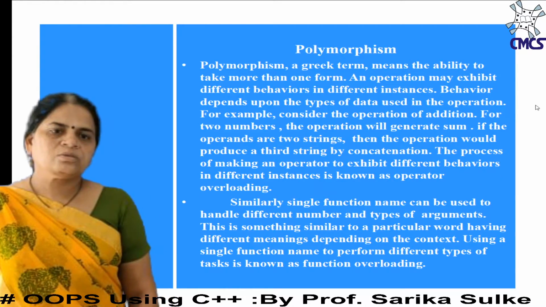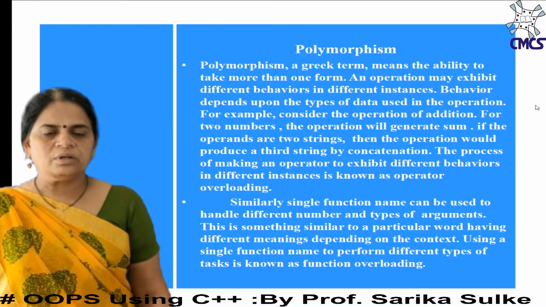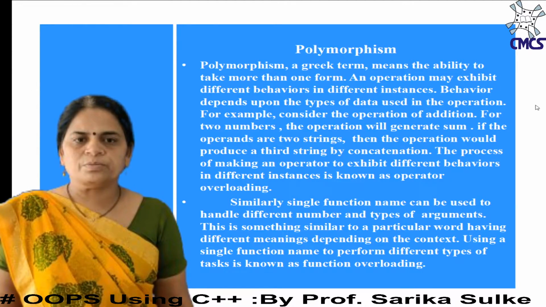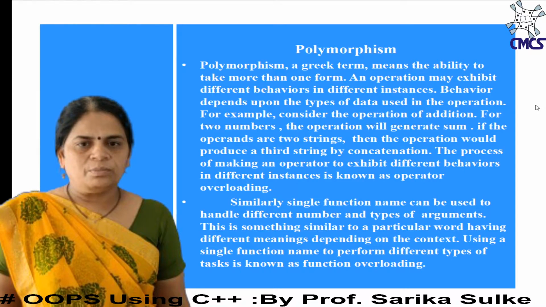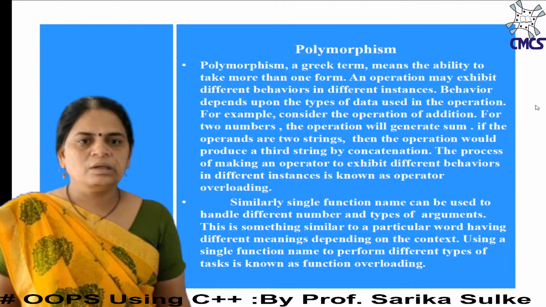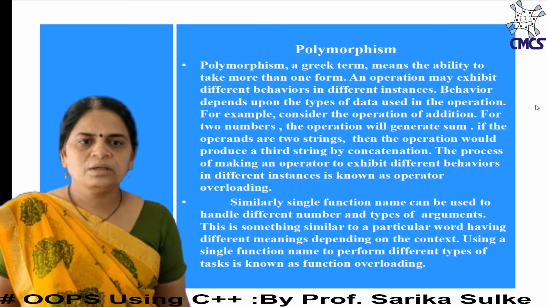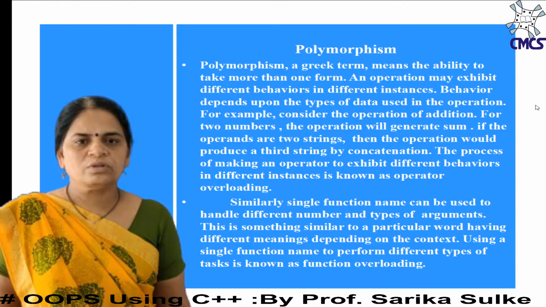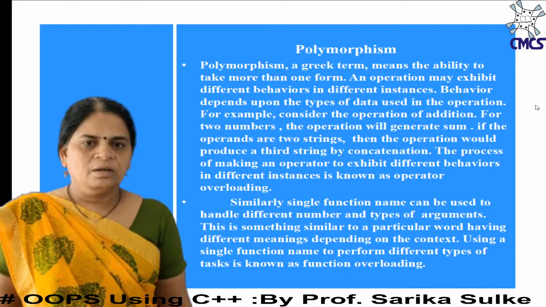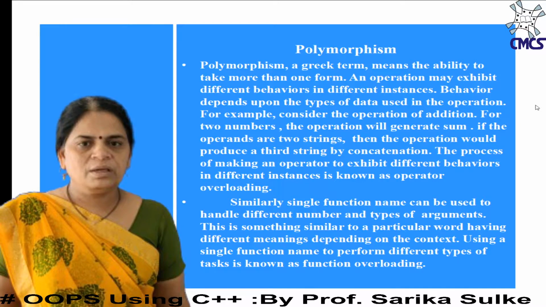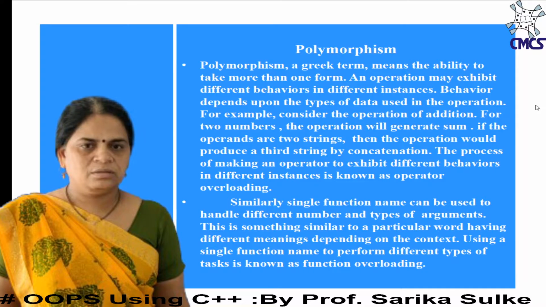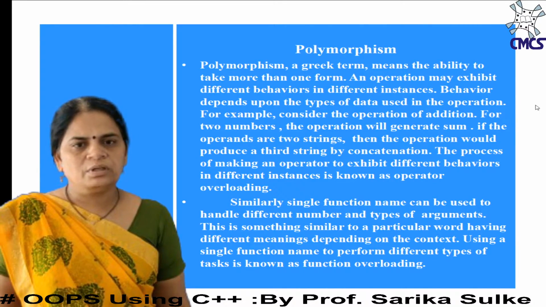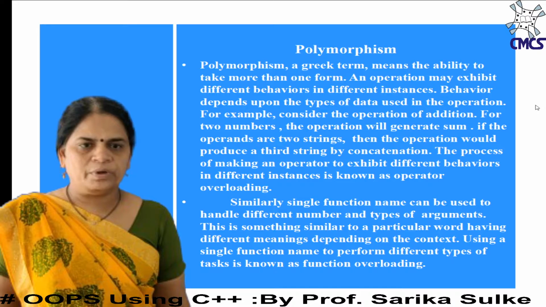So the next feature of object oriented programming is polymorphism. Polymorphism is a Greek term, and its meaning is the ability to take more than one form. An operation may exhibit different behaviors in different instances. Behavior depends upon the types of data used in the operation.